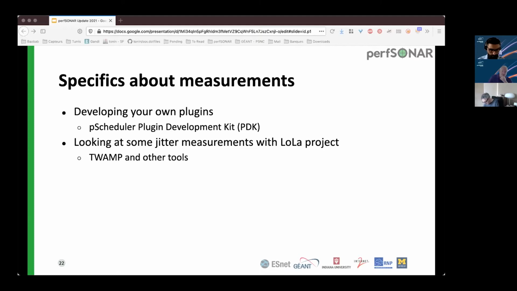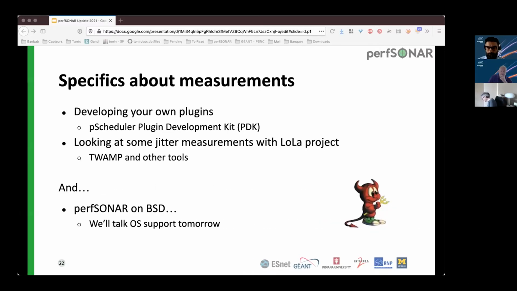And we have also been involved with some other projects, mainly the Lola project, to see how perfSONAR could be used to measure jitter with TWAMP or with other tools. So this is also something we're working on, and that Ivan will actually talk about as well during this workshop. And there were some other requests.